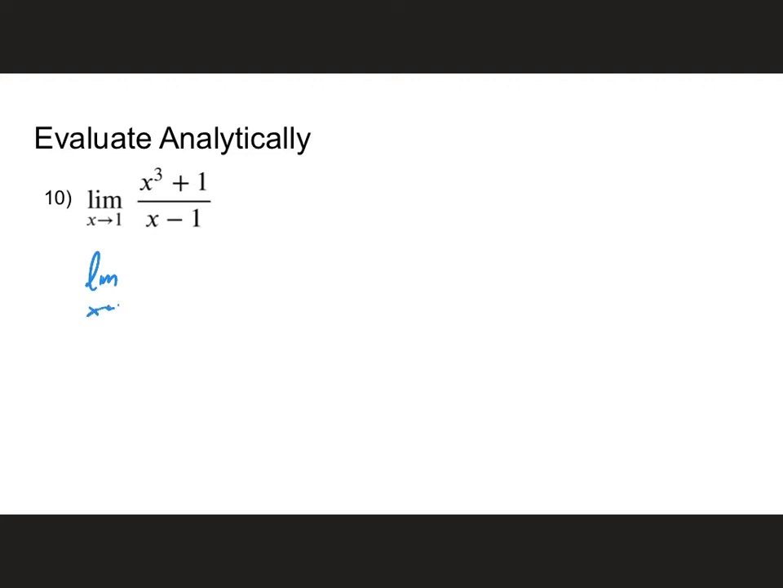So we'll look at the limit as x approaches 1 of, well, factor the top. That's x plus 1 times x squared minus x plus 1 over x minus 1. Uh-oh, now here we have a problem. In the other, we saw that this and this matched, but here they don't. So what happens? Well, we can't simplify this at all, so the limit here does not exist.